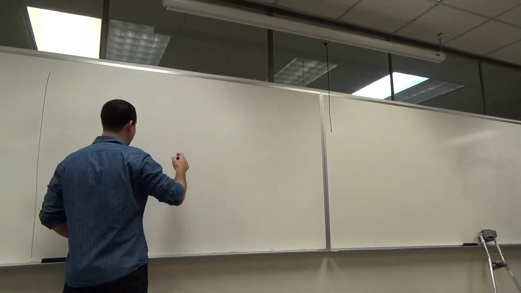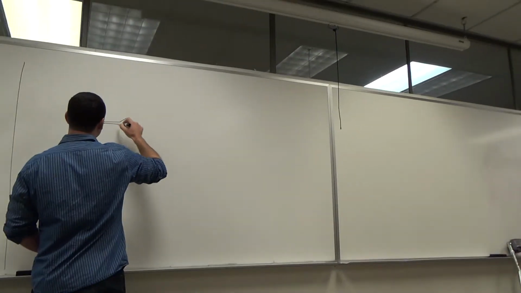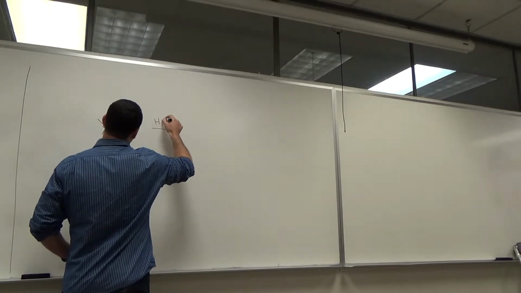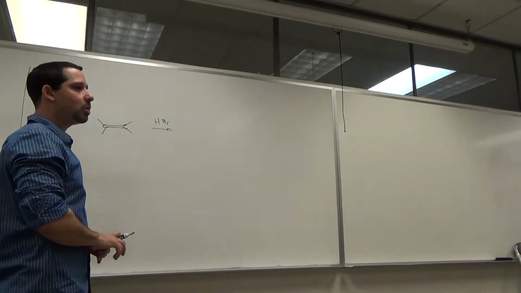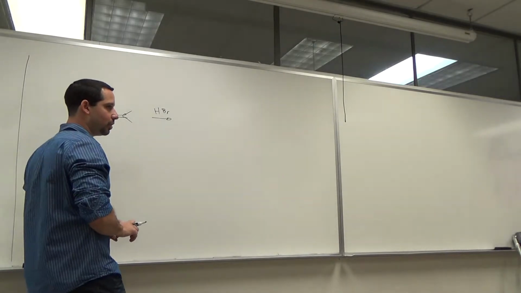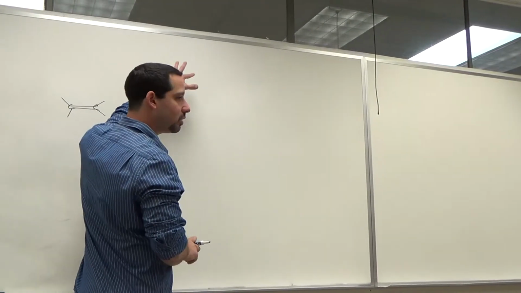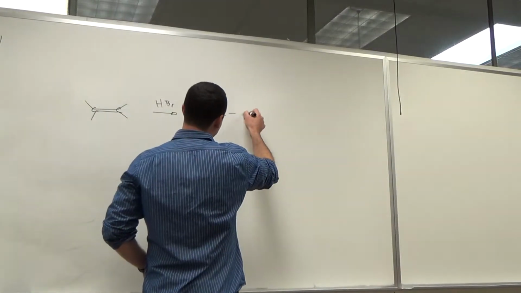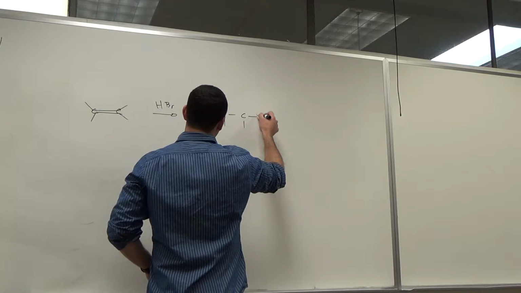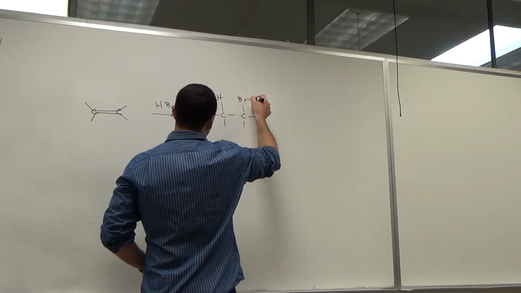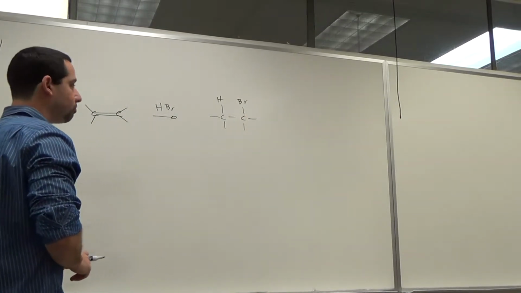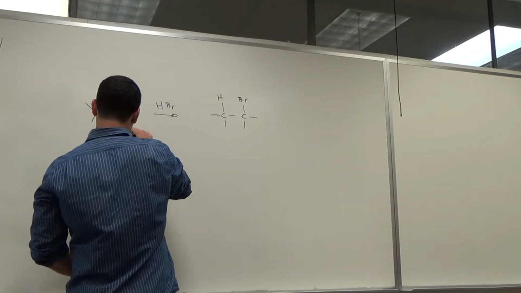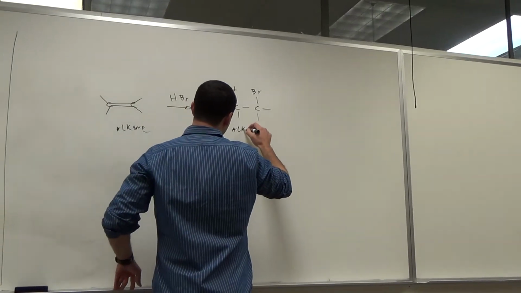We had a double bond, yes? And to this double bond, we added HBr or HCl in a reaction called hydrohalogenation, or addition of HX to an alkene. What did it produce? It produced an alkyl halide, yes? So here's an alkene, and here is an alkyl halide.